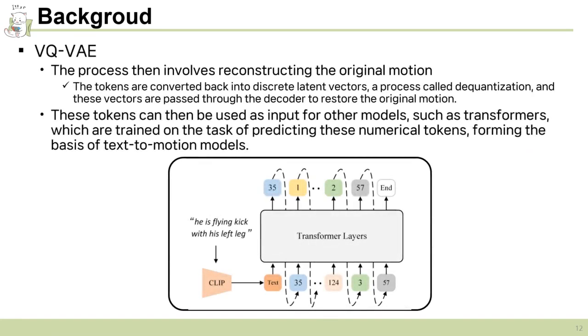Continuing, the tokens generated through quantization play a crucial role in motion generation. Once motion data is tokenized into discrete latent vectors, these tokens can then be used as input for models such as transformers. For example, in this diagram, we start with a text input like "he is flying kick with his left leg." The text is first processed into tokens using models like CLIP. These tokens, along with the motion tokens, are passed into transformer layers, which predict the corresponding motion sequence step by step.